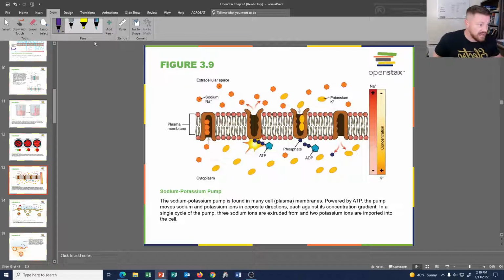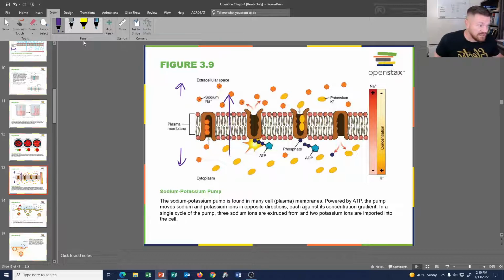So what that means is I have a high concentration of sodium here and a low concentration of sodium here. Right? So the tendency through diffusion would be the sodium really wants to go in this direction. Right? But we don't want it to go in that direction. We want it to go the other way. Right? We want the sodium to go in this direction.